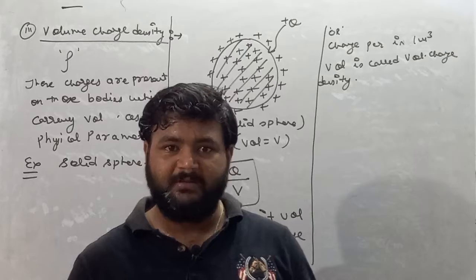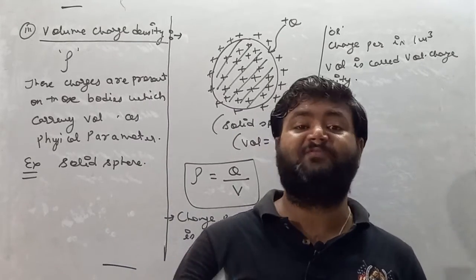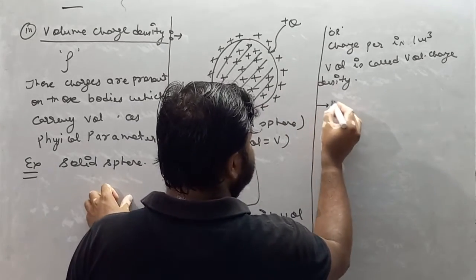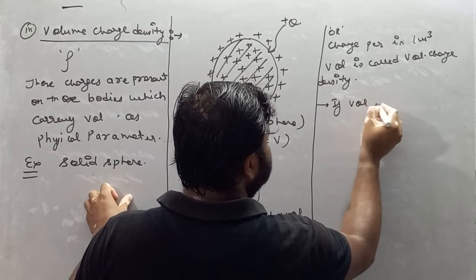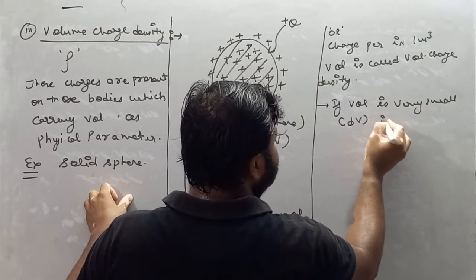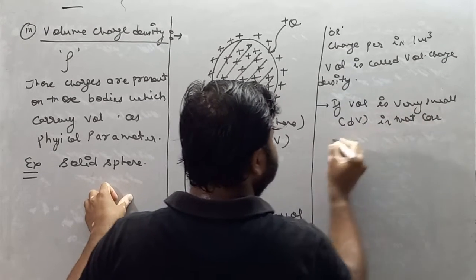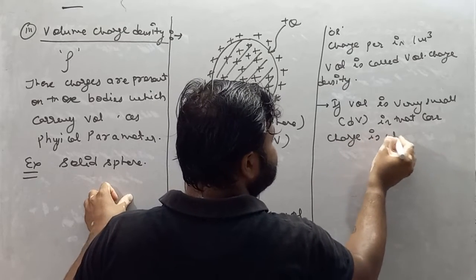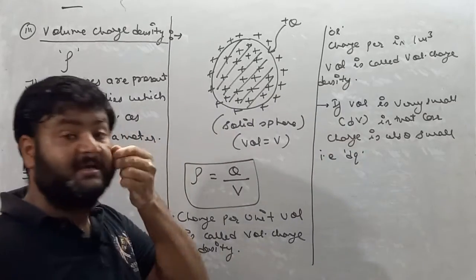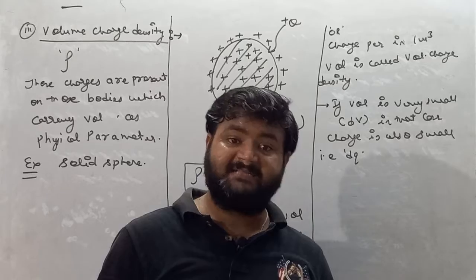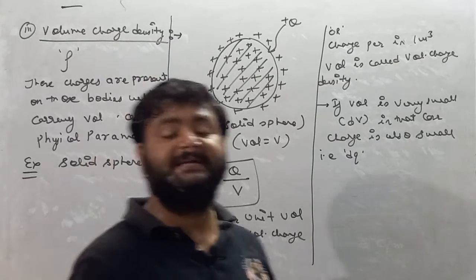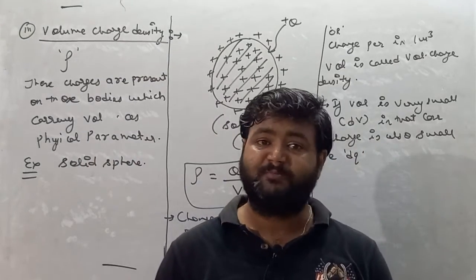So if we wish to find small charge for a solid sphere, then as we know, a solid sphere carries volume. So for finding small charge, you first have to find its small volume, or we can say 1 meter cube volume. So I'll write, if volume is very small, that is dV, in that case charge is also small, that is dq. Why? Because a solid sphere carries volume and the charges are present on its volume. So if volume is small, then it is very understandable that charge is also small, that is dq.